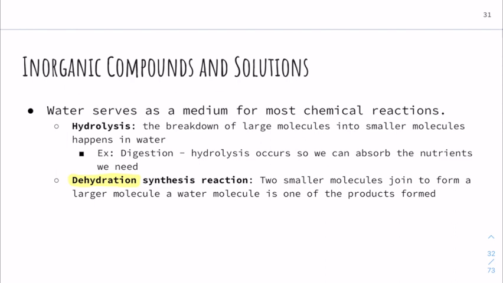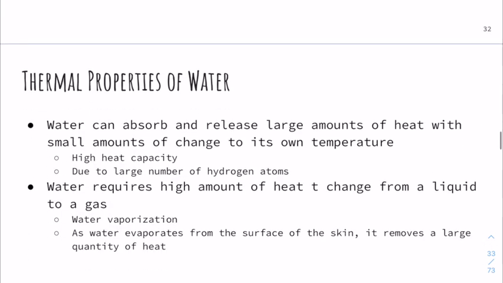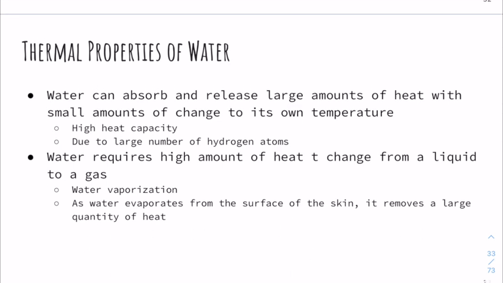So let's look at water for a minute. Since water is used so much in the body for so many different things, water can be absorbed and released with large amounts of heat with small amounts of change in its own temperature. Water has a very high heat capacity because there's a lot of hydrogen atoms. Water requires high amounts of heat to change from a liquid to a gas.